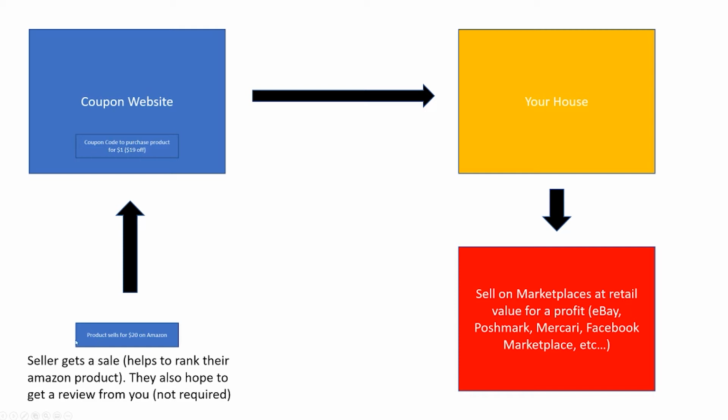So for example, an Amazon seller lists their product for $20 that retails on Amazon. They list it on a coupon website for $1, right? With a coupon code that gives you $19 off. So what you do is then you go to Amazon, you purchase that $20 product with a coupon code, you buy it for $1 to your house. Now you have a $20 product that only cost you $1 to source. And what you do is you sell it on marketplaces at retail value or a little bit over. And those retail marketplaces are eBay, Poshmark, Mercari, Facebook Marketplace, as well as some others.